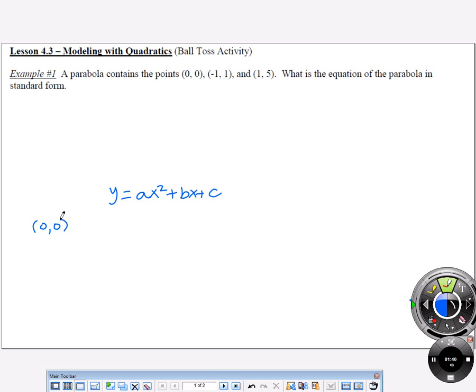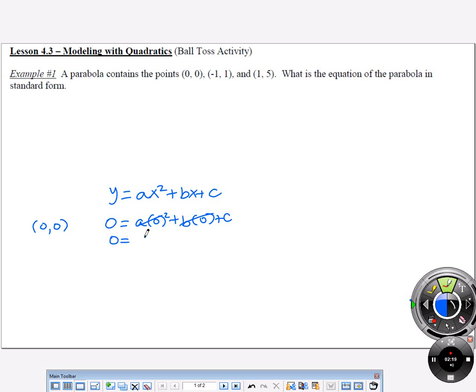So let's think about the point 0, 0, and this point is a gift. You'll see why I would call it a gift in a minute. So if this is standard form of the equation, I know nothing about it. I don't know A, B, or C. If I plug in this x-y pair, I have 0 equals A times 0 squared plus B times 0 plus C. If I simplify this, I have 0 equals, so A times 0 would just be 0. B times 0, 0. And so I'm left with C.